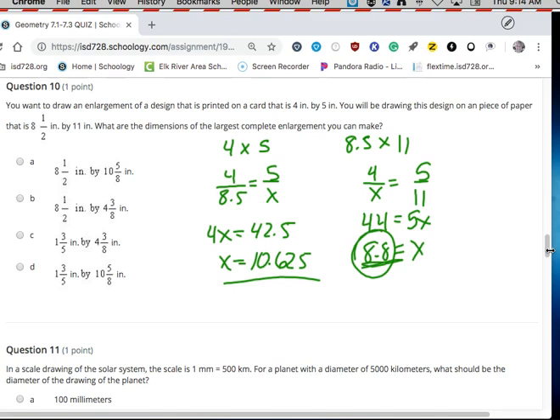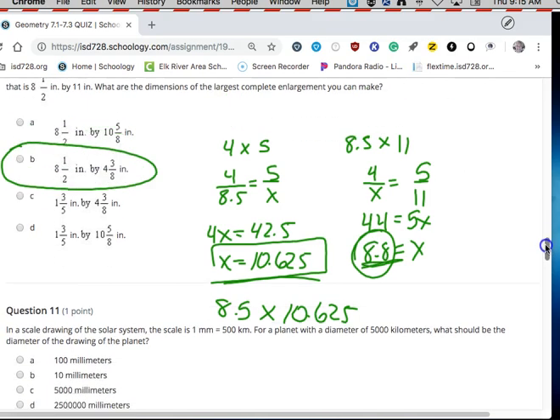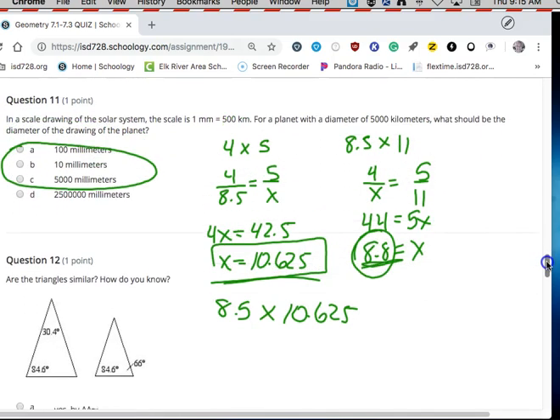So my dimensions here are going to be a picture that's 8.5 by 10.625. And my 10.625 is 10 5/8. So I've got 8.5 and 10.625. And that's my selection for problem 10, and 11.